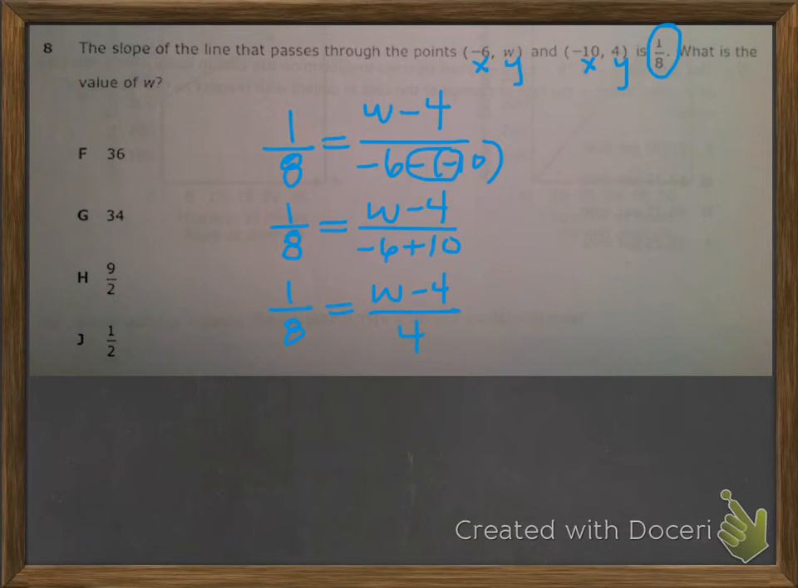Now I've got a proportion that I can solve. So this is where we cross multiply. We do what y'all call the butterfly.